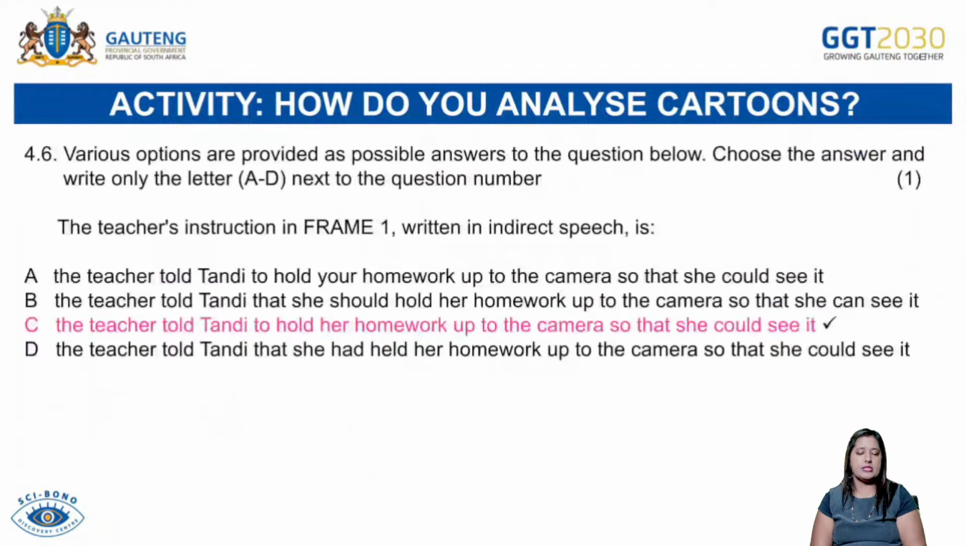Okay, then 4.6 reads: various options are provided as possible answers to the question below.